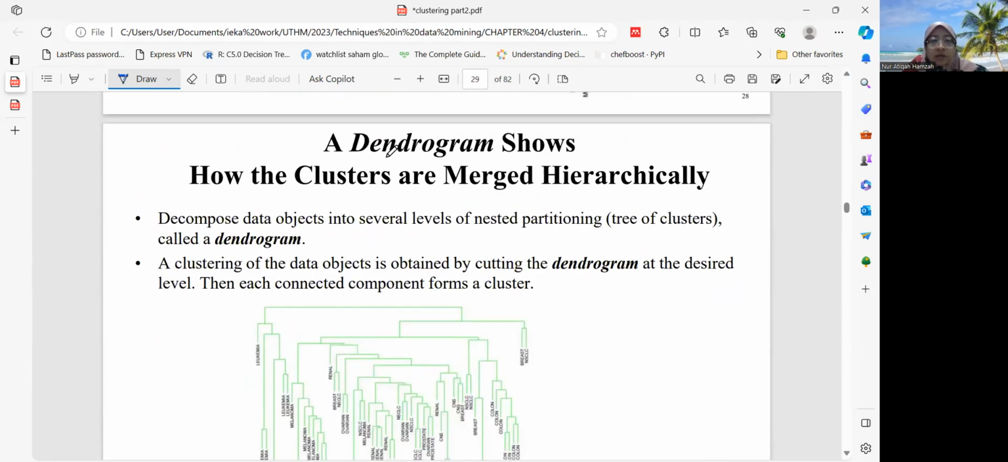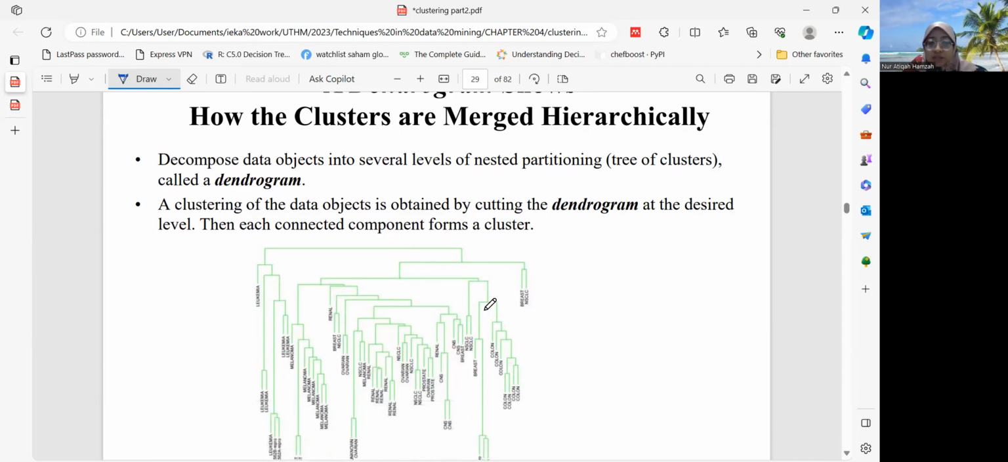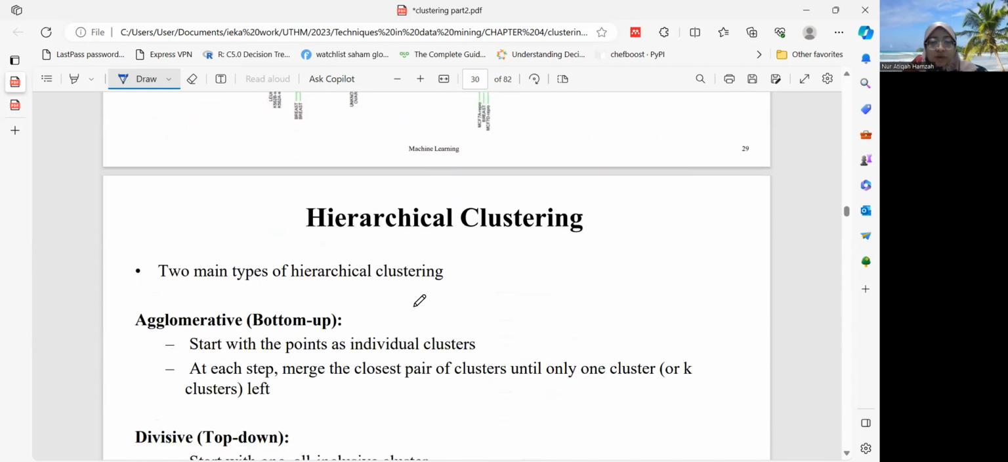Okay. A dendrogram shows how the clusters are merged hierarchically. So, it decomposes data objects into several levels of nested partitioning. The tree of clusters is called a dendrogram. So, a clustering of the data objects is obtained by cutting the dendrogram at the desired level. So, then each connected component forms a cluster.